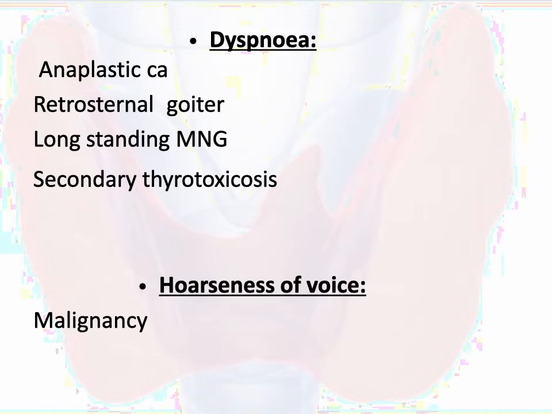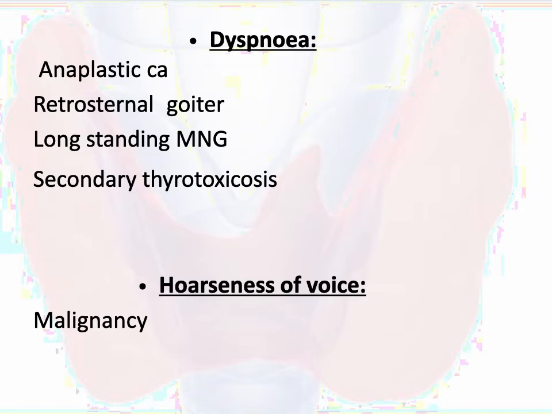Then, apart from the swelling, it might cause pressure, because there is a gland, and in front there is the trachea, and behind the trachea there is the esophagus. If it is large, a substantial amount, it will cause dyspnea, difficulty in breathing, right? Usually it occurs in anaplastic, which is very hard, and retrosternal, it causes the pressure.